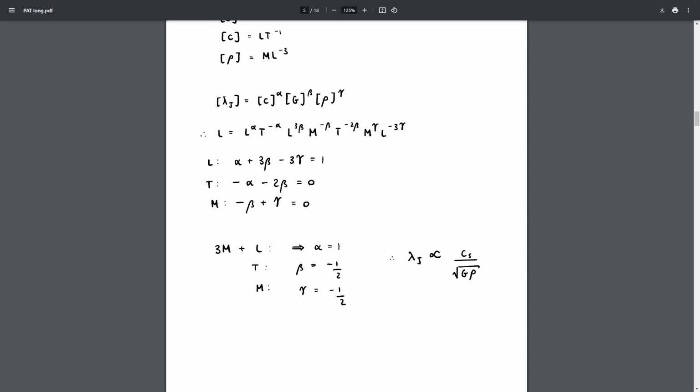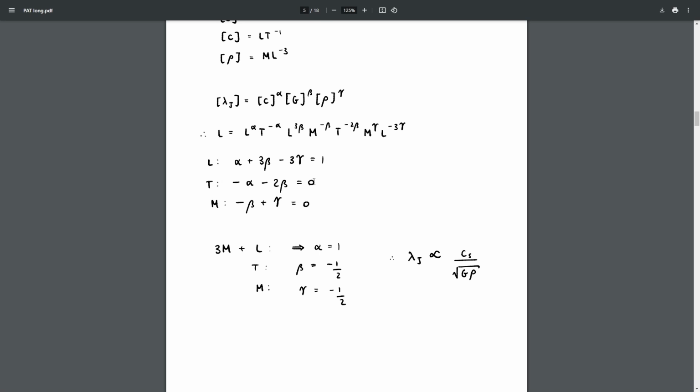So the dimensions of our wavelength are going to be c to the alpha, G to the beta, rho to the gamma, all of these dimensions to their powers, which is L to the alpha, T to the alpha, and so on for G and rho. And now we know that the length needs to sum to 1 because the only dimension of lambda is m. So alpha plus 3 beta minus 3 gamma, which is the total length power, because when we're multiplying our quantities, kilogram times kilogram is kilogram squared, meter times meter is meter squared, so we just add the powers like you normally do with index rules.